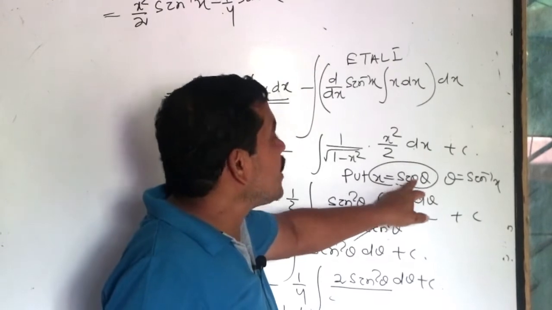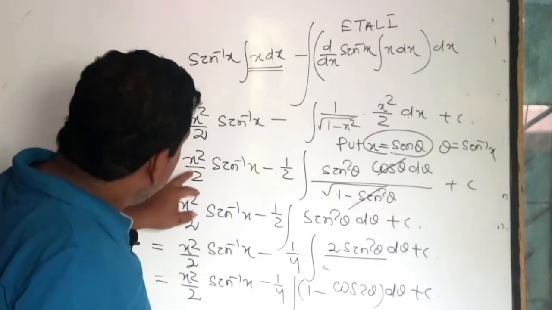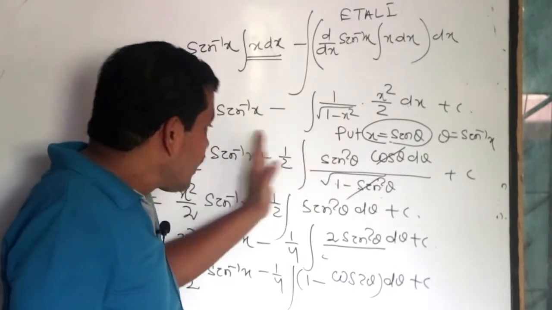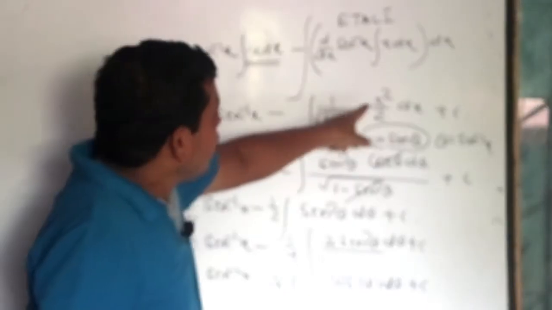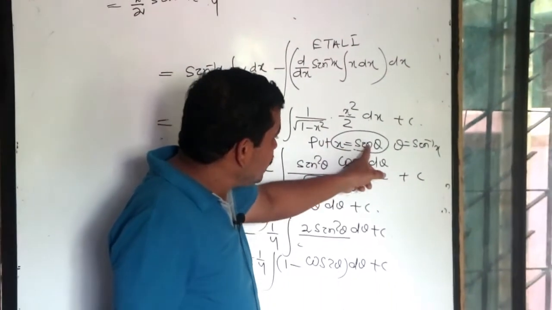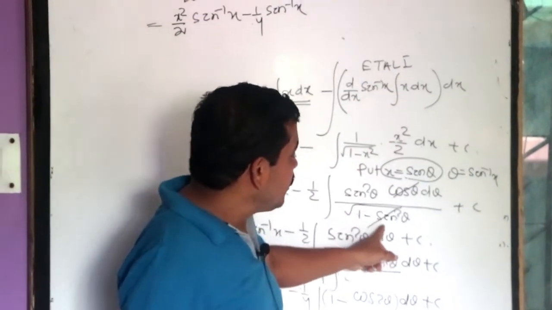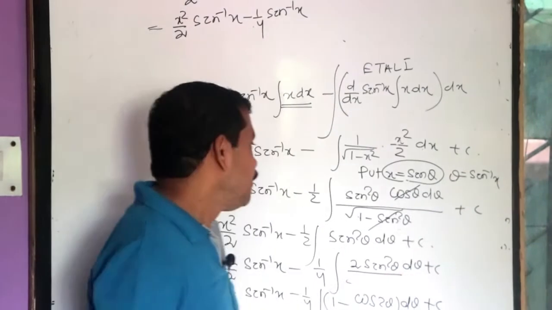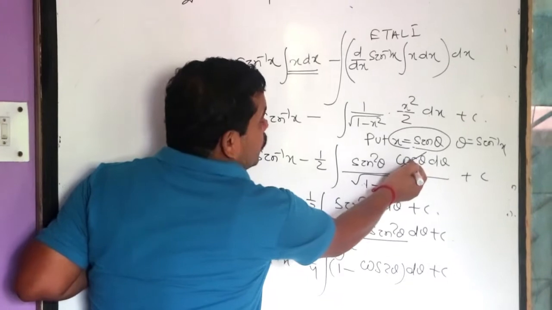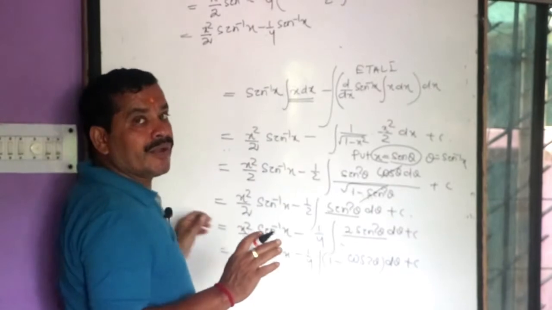Put x equal to sin theta, meaning theta equals sin inverse x. For x square by 2 sin inverse x minus 1 by 2 as the constant, taking outside the integration. Here x square means sin square theta, and dx means the derivative of x, that is cos theta d theta. Root over 1 minus x square is equal to root over 1 minus sin square theta plus c. Root over 1 minus sin square theta is cos theta, and here it is also cos theta. So cancelling this term, we get sin square theta.